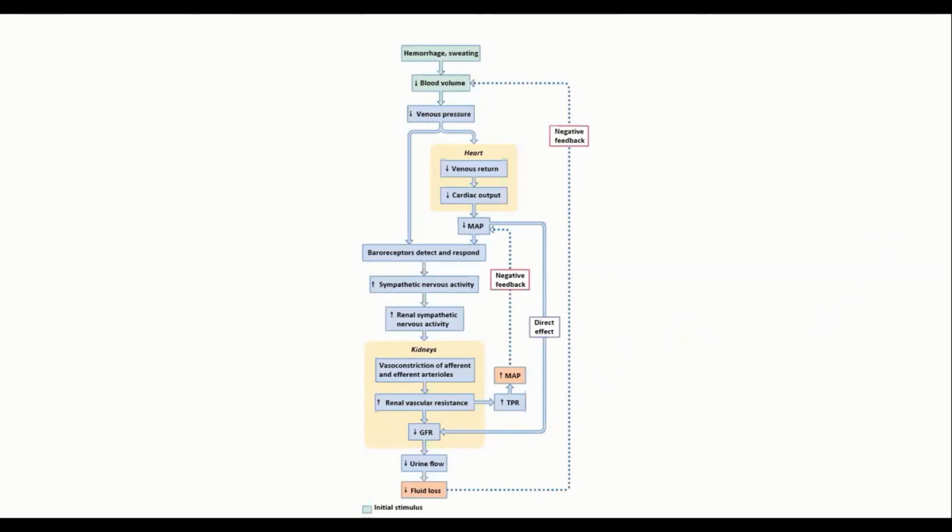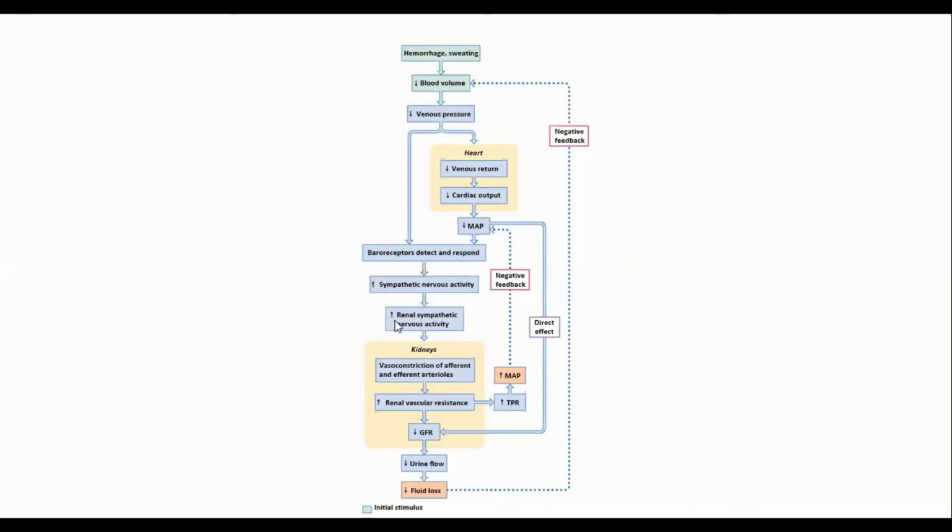Okay, so as we lower our venous pressure, so we know we have those like volume receptors, right? So volume and pressure receptors, the baroreceptors, are going to detect that change and they're going to respond. The way they're going to respond is that they're going to increase sympathetic activity. So increase the sympathetic nerves, like they're signaling, which is going to increase sympathetic nervous activity in the kidneys as well. So that's the renal sympathetic nervous activity.